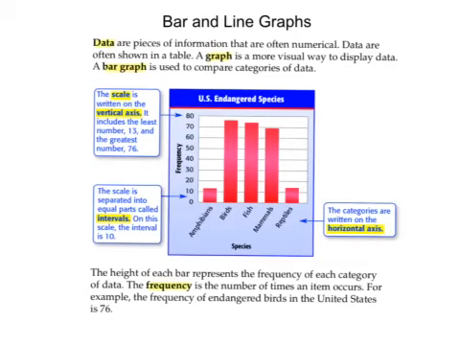All right, then you got your horizontal axis. Your horizontal axis is going to be used in this example. This is going to be dealing with all your different categories. So you've got all your different kinds of endangered species. We could actually turn this graph and make this into a horizontal bar graph. This is a vertical bar graph because the bars are going vertically. But we can turn it and you can see bar graphs that are horizontal.